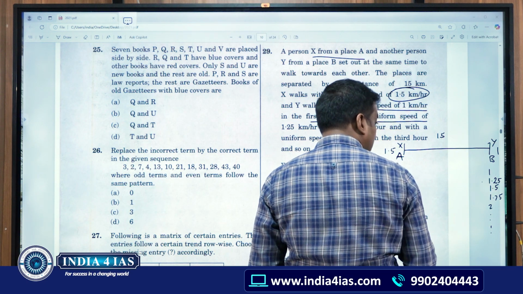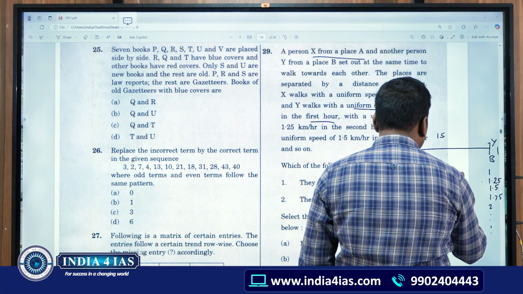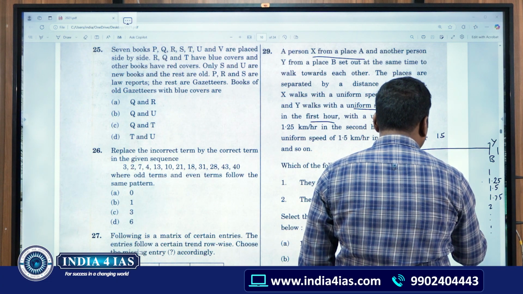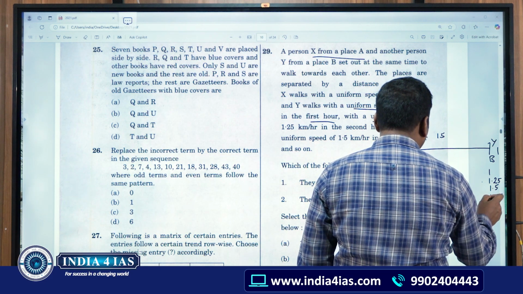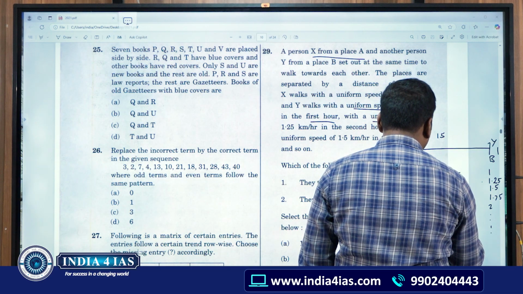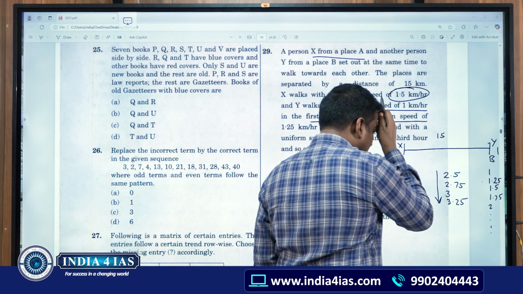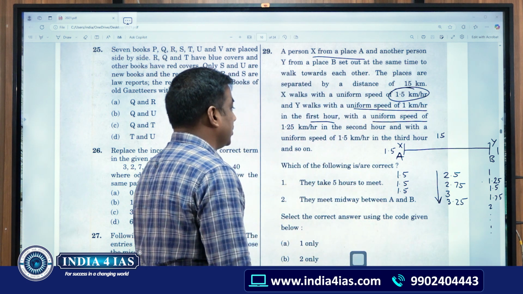Now look at the distance covered by both of them in the first hour. 1.5 plus 1, it is 2.5. Second, 1.5 plus 1.25, that is 2.75. Then third hour, 1.5 plus 1.5, it is 3. Fourth hour, 1.5 plus 1.75, it is 3.25. Even the total distance covered by them together is in increasing order, or it is an arithmetic progression.